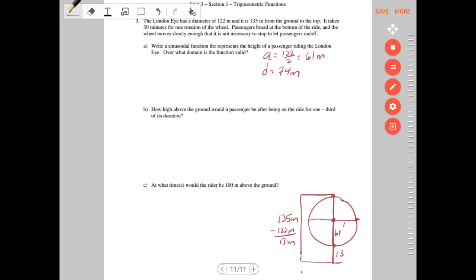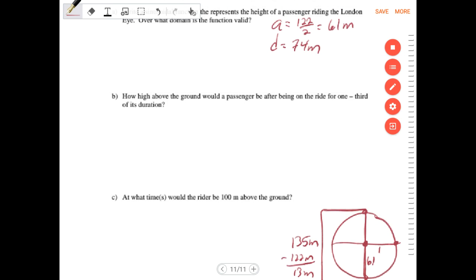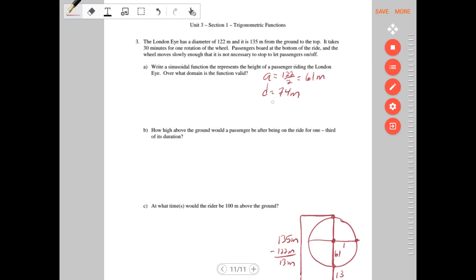Okay, good. Now, actually, let's do B first. B is equal to 2 pi over P. The period of this, it has a rotation every 30 minutes. So that's 2 pi in 30 minutes, or pi every 15 minutes. I'd love to have pi every 15 minutes.